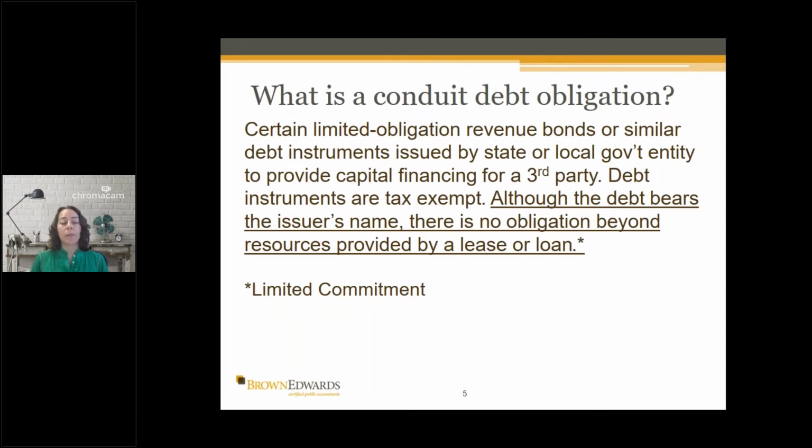GASB 91 lays it out very clearly. Certain limited obligation revenue bonds or similar debt instruments issued by a state or local government entity to provide capital financing for a third party. The debt instruments are tax exempt, so that's a big advantage for the third party. Although the debt bears the issuer's name, there's no obligation beyond the resources provided by a lease or loan. So embedded in this definition is a limited commitment on the part of the issuer. There are other types of commitments, but the original definition is limited commitment, and we're going to talk about two other ones in a moment.